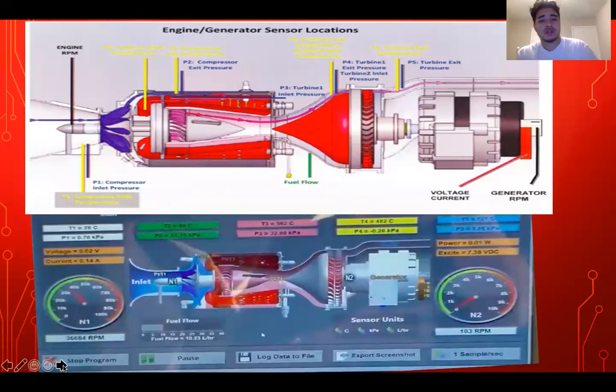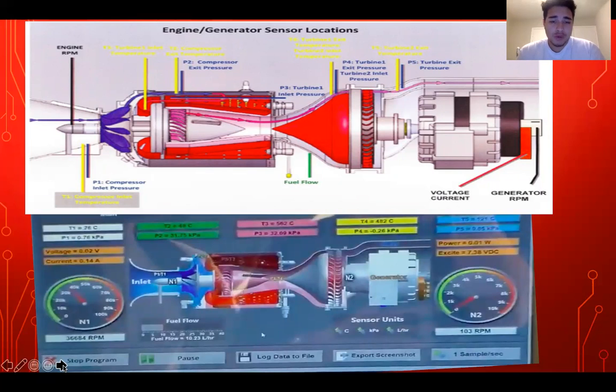Next, I'll be talking about the sensors and why the sensors are important. Each sensor is placed before and after each different main component in our system. So that will be compiled to 5 stages. Stage 1 is our compressor inlet. Stage 2 is our compressor exit. Stage 3 is our turbine 1 inlet. And stage 4 is our turbine 1 exit and turbine 2 inlet. Stage 5 is our turbine exit for our free turbine.